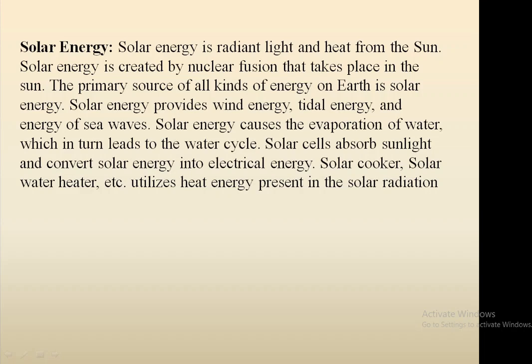So it is necessary for life on the Earth, and it can be harvested for human use in many ways. For example, the solar cells absorb the sunlight and convert the solar energy into electrical energy. Also the solar cooker, solar water heater, etc. are utilizing the heat energy present in the solar radiations.